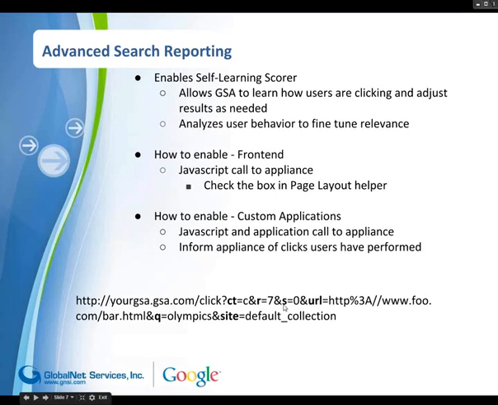URL is the URL that the user actually clicked on, and Q is the search term or phrase the user entered, and site is the collection that was used. Passing this information back to the GSA is going to help with the self-learning score and help you understand what it is users are actually searching for.